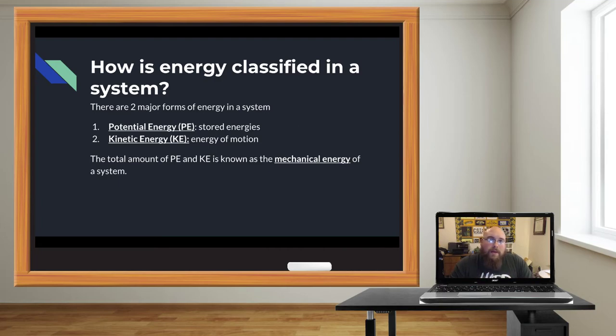Now, the total amount of potential energy and kinetic energy that's in a system has a name. It's called the mechanical energy of a system. This is the energy involved with motion, because potential can turn into kinetic and kinetic can turn back into potential. So it is a mechanical aspect of it. Hence the name mechanical energy.